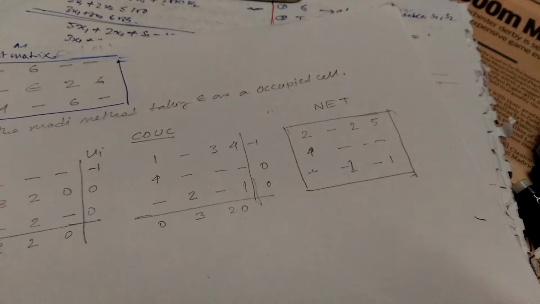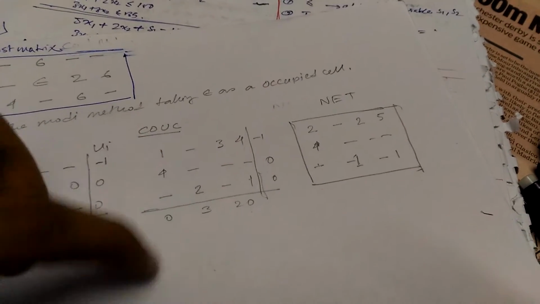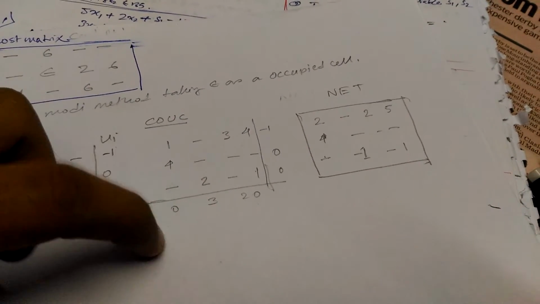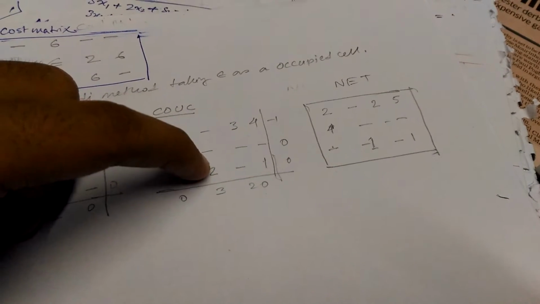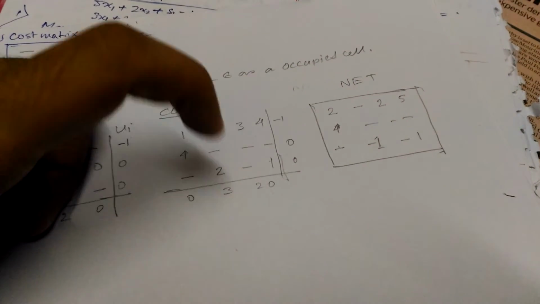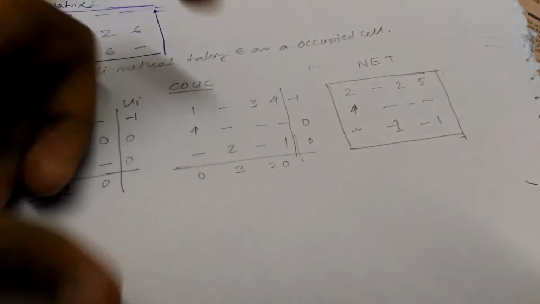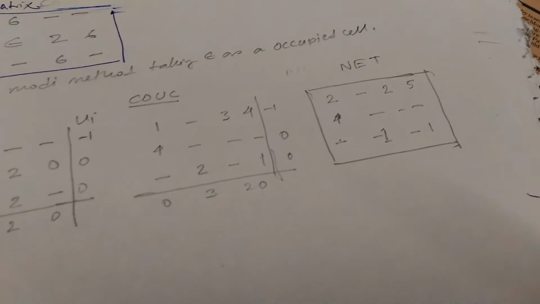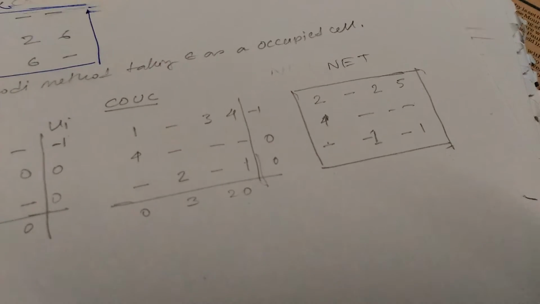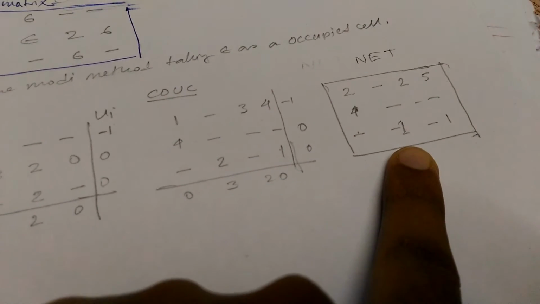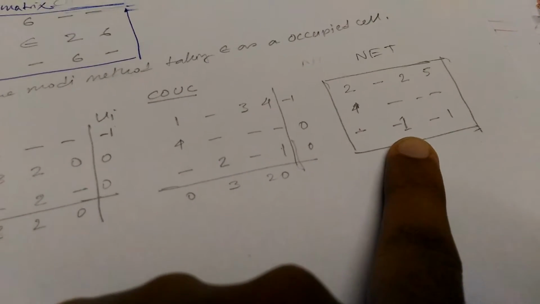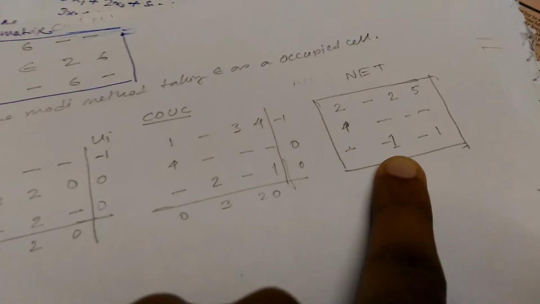So in this case, after calculating the net evaluation table, the net evaluation table is 1 minus 0 plus minus 1, then 4 minus 0, then 2 minus 3 plus 0, then 3 minus 2 plus minus 1. So in this way we have calculated the net evaluation table. From the net evaluation table we don't have all the positive values. This one, minus 1, is negative, so this is not the optimal solution. We have to continue further.